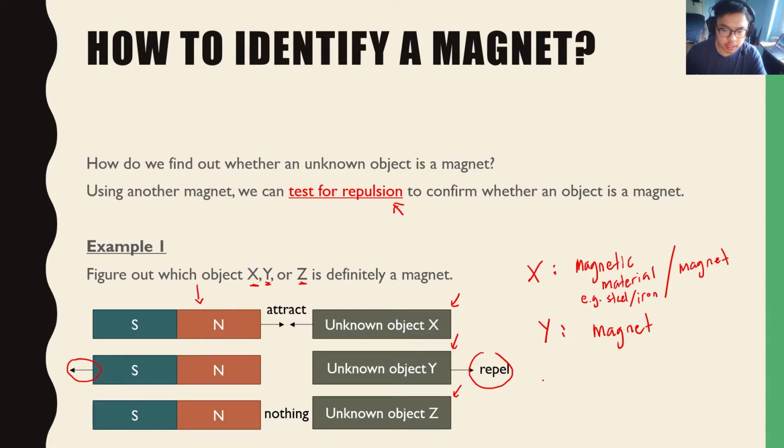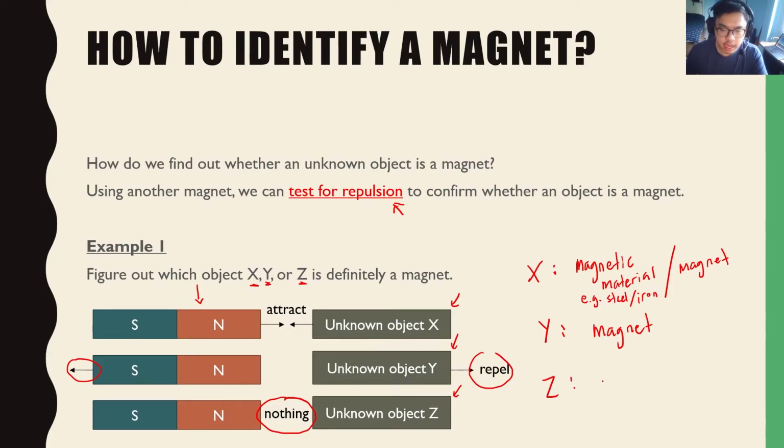What about object Z? You can see when a magnet is brought close to object Z, nothing happens. So what is object Z? Object Z can't be a magnetic material because it's not attracted to the magnet. It can also be a magnet because nothing happens.